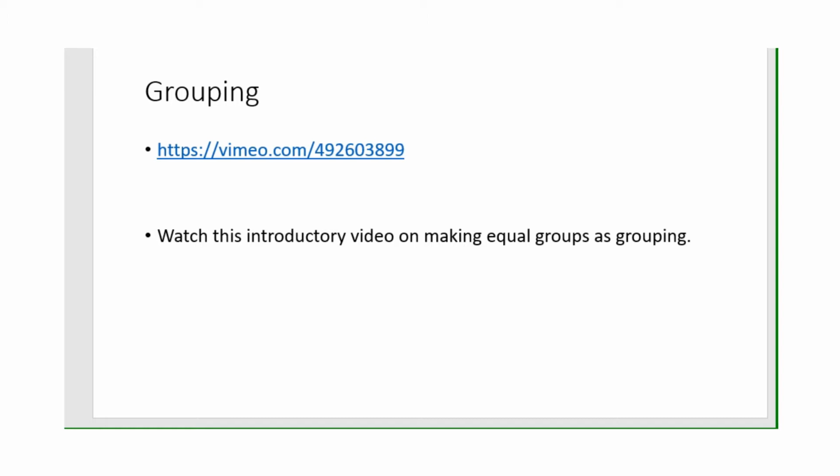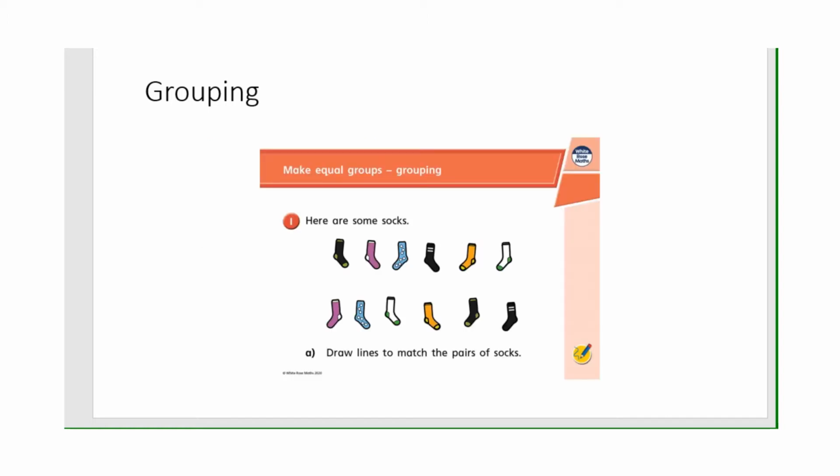Okay, so pause the video, go to that video from White Rose and watch the video. Then let's have a look at how we can make equal groups. Okay, let's have a look how many socks and how many pairs we can make. Can you see that there are 6 on the top and 6 on the bottom? So I think that would be 6 pairs, wouldn't it? There's a black pair, purple pair, spotty pair, another black pair with white stripes, yellow pair, white pair.